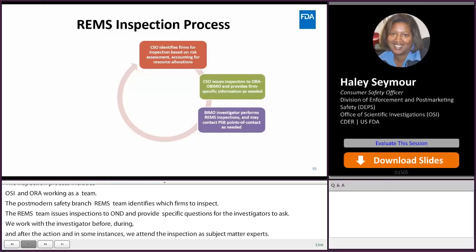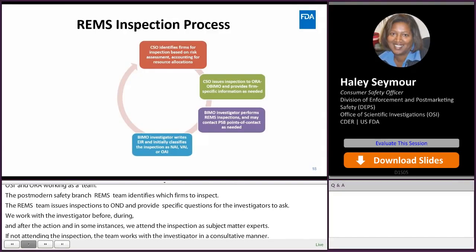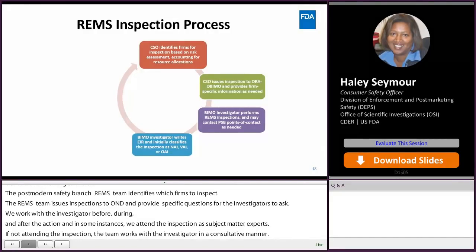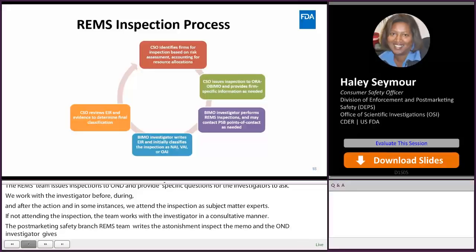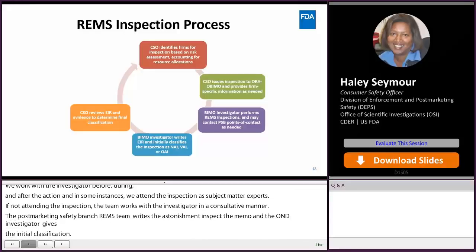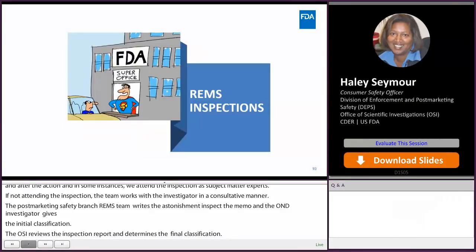The Post-Marketing Safety Branch REMS team writes the establishment inspection memo, and the ORA investigator gives the initial classification. The REMS team then reviews the establishment inspection report and determines the final classification. We then send the final classification letter to the applicant to communicate inspection outcome. So now I'm going to speak a little bit more about REMS inspections.